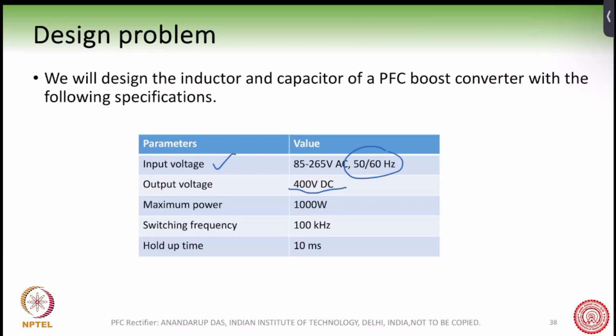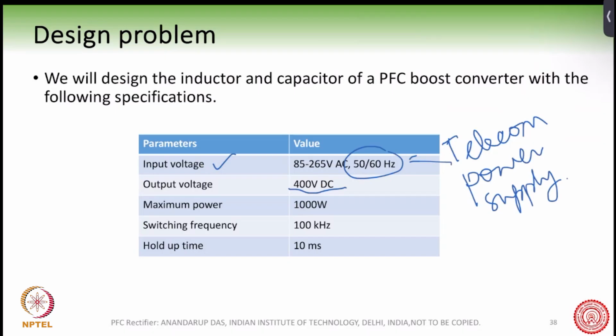For example, in telecom power supplies, we have a boost PFC at the beginning. You can see this on the internet, telecom power supplies are a very popular application where you have this kind of input voltage, and the intermediate DC link is 400 volt. After that DC link, there is another DC-DC converter which steps it down to say 48 volt, which can be given to the power supplies. So this is very common.